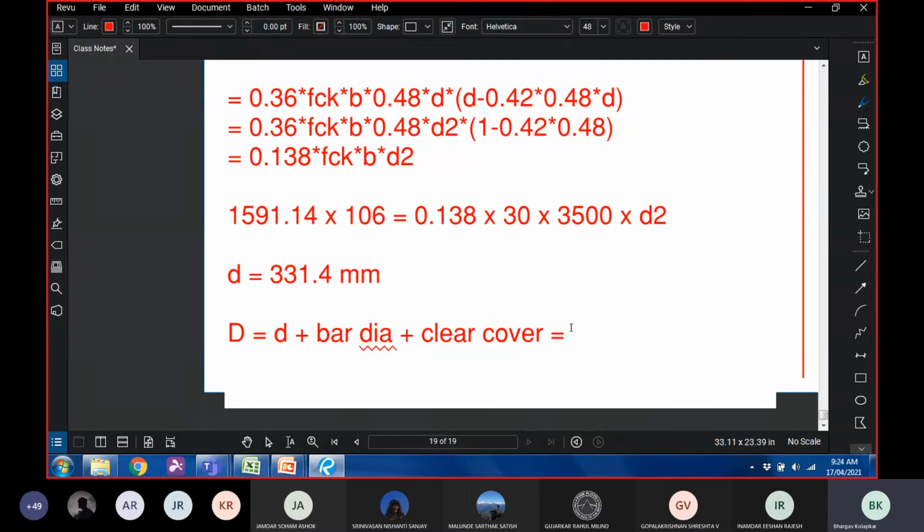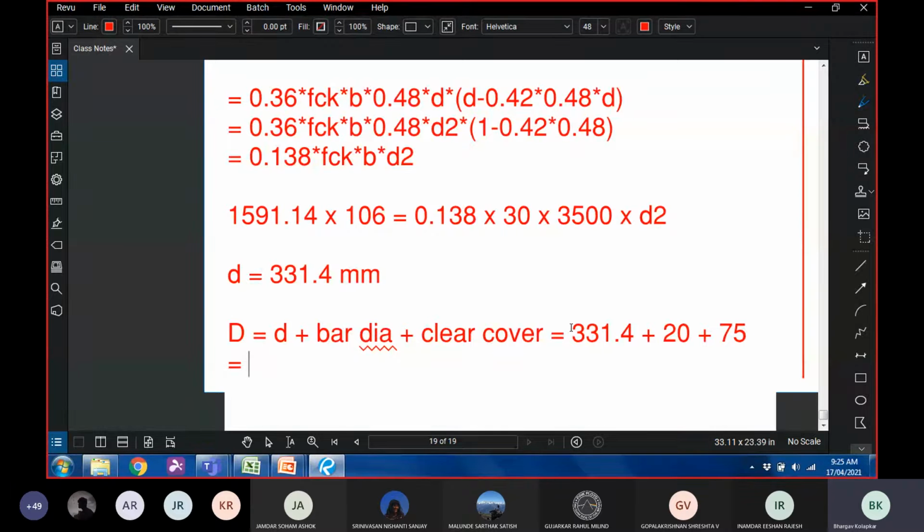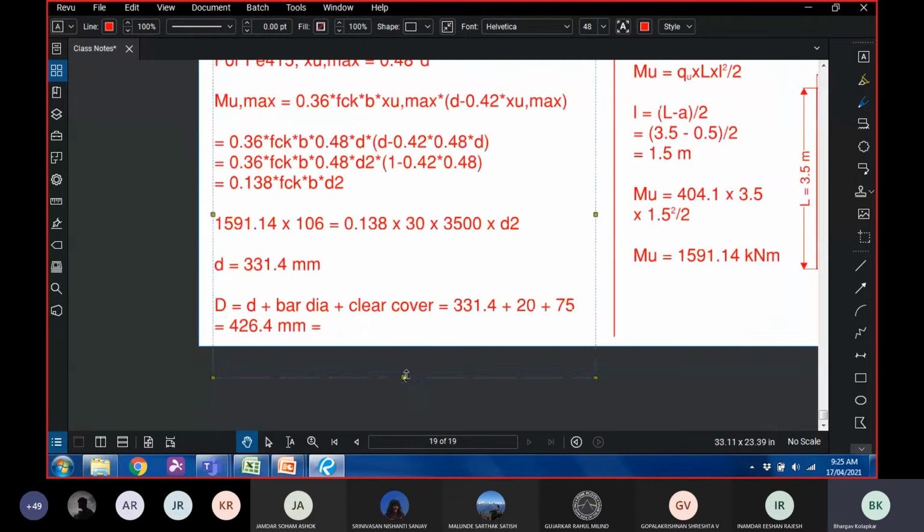Now the question is what bar diameter to use. Normally we've observed that for typical buildings 16 mm dia, 20 mm dia suffices. 20 gives us a better number, so let's assume 20. So 331.4 plus bar diameter 20 plus clear cover. Now I've said that the minimum clear cover to be used is 50 mm, but practically what we do is we at least provide 75 mm. So this is the minimum depth. So 331.4 plus 20 plus 75, it is 426.4 mm.